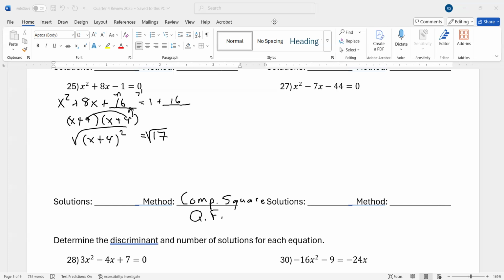Square root both sides. That's x plus 4 equals the square root of 17, but positive or negative. There's nothing you can do to the square root of 17, so we're just going to leave it like that. We just remember to put a plus or minus in front of it. Final step is subtract the 4. So my answer is x equals negative 4 plus or minus the square root of 17. And that's completing the square with nasty numbers, actually.